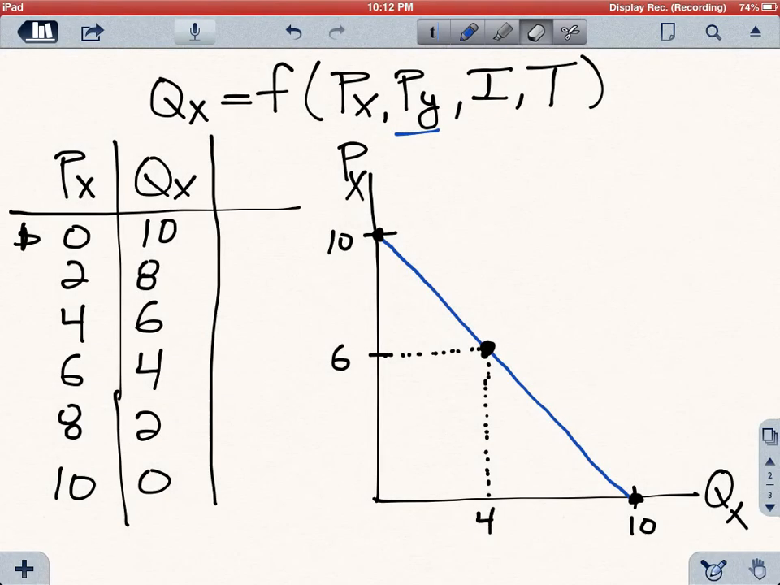Okay, so let's evaluate now what happens to the demand schedule, both the table and the diagram, the curve, when one of the other determinants of demand changes. And let's start with the price of a related good, which we have labeled PY. Let's think about something very simple like bread. What happens when the price of bread increases? What happens to the demand for tomatoes?